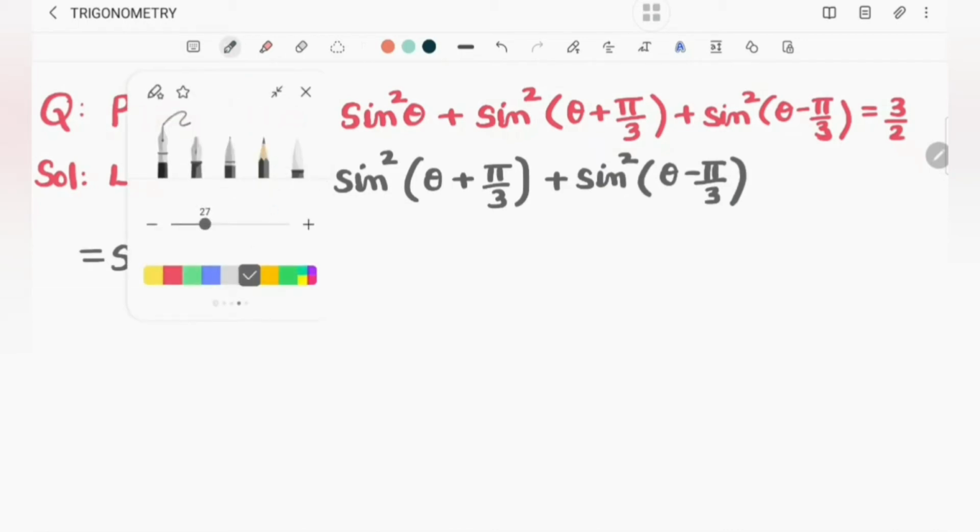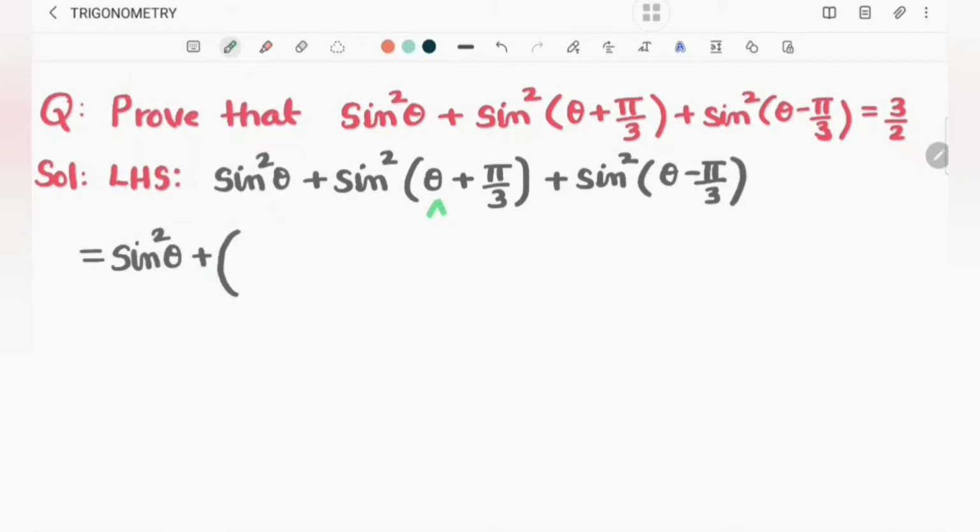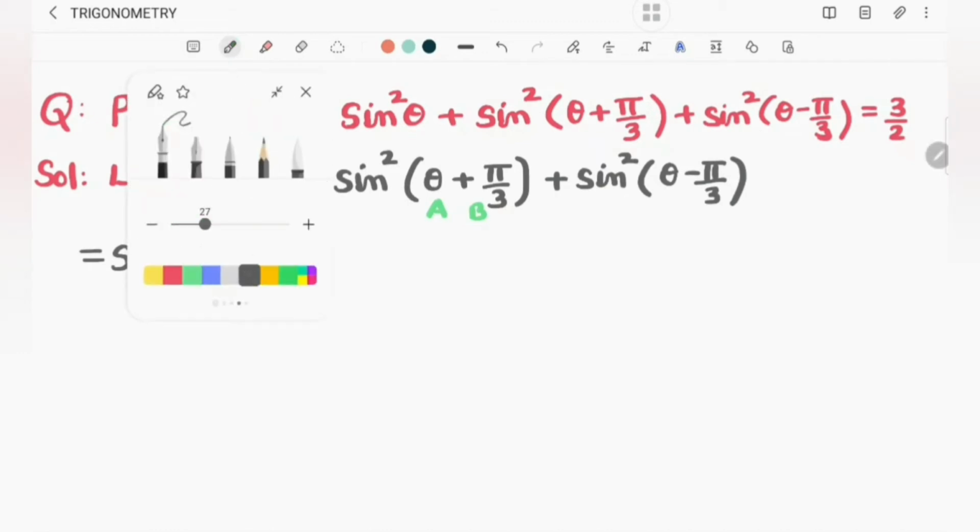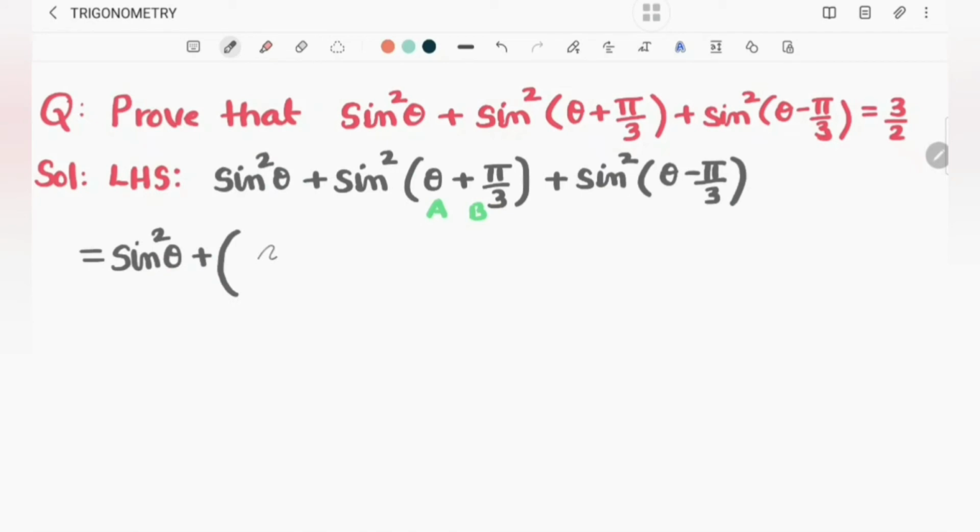Here this is a, this is b. So sin of a plus b formula: sin a cos b plus cos a sin b. After that I will remove that; for understanding purpose I am writing. So sin a means sin theta into cos pi by 3 plus cos theta into sin pi by 3, whole square. This was completed.